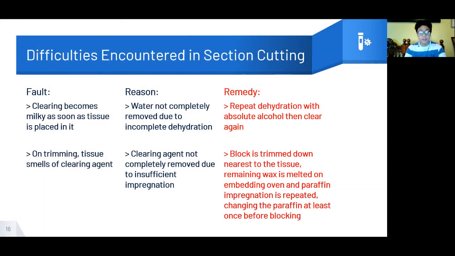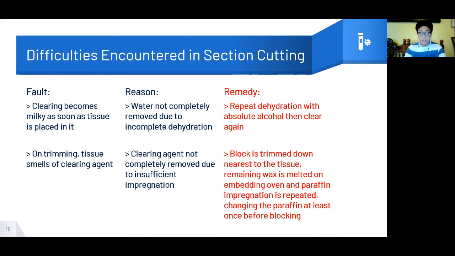Next, clearing becomes milky as soon as tissue is placed in it. The reason for this is that water is not completely removed due to incomplete dehydration. Remedy: repeat dehydration with complete alcohol, then clear again.